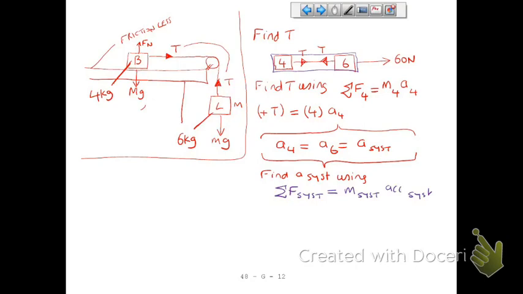So now I'm looking at my diagram. I'm going at plus 60 is equal to, I like to put down 4 plus 6 so that I know that I did add them together. When I'm visually checking my answer, I can easily say, oh, 4 plus 6, yeah, I know what I did, times A system. So A system is equal to 60 over 10, which equals 6 meters per second squared.